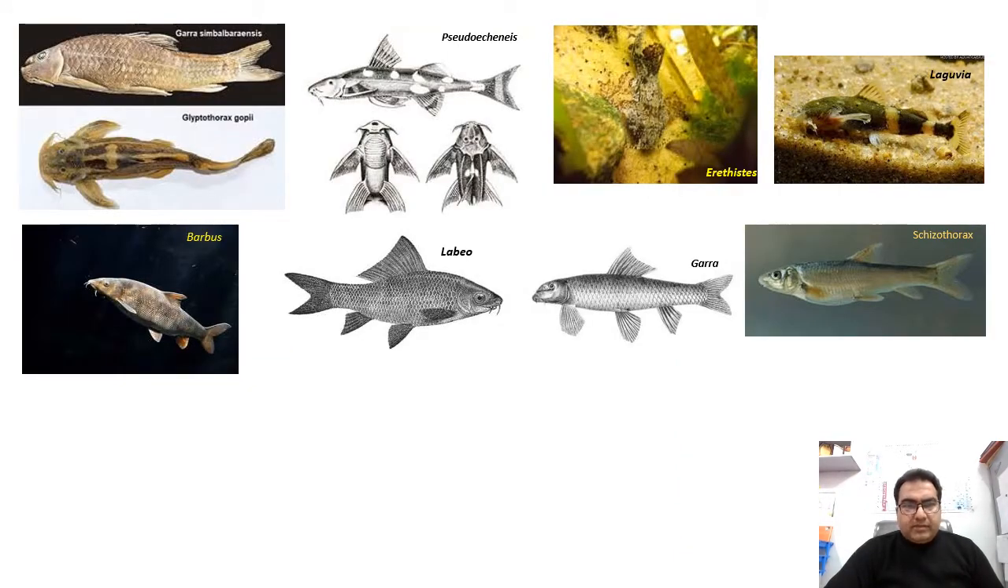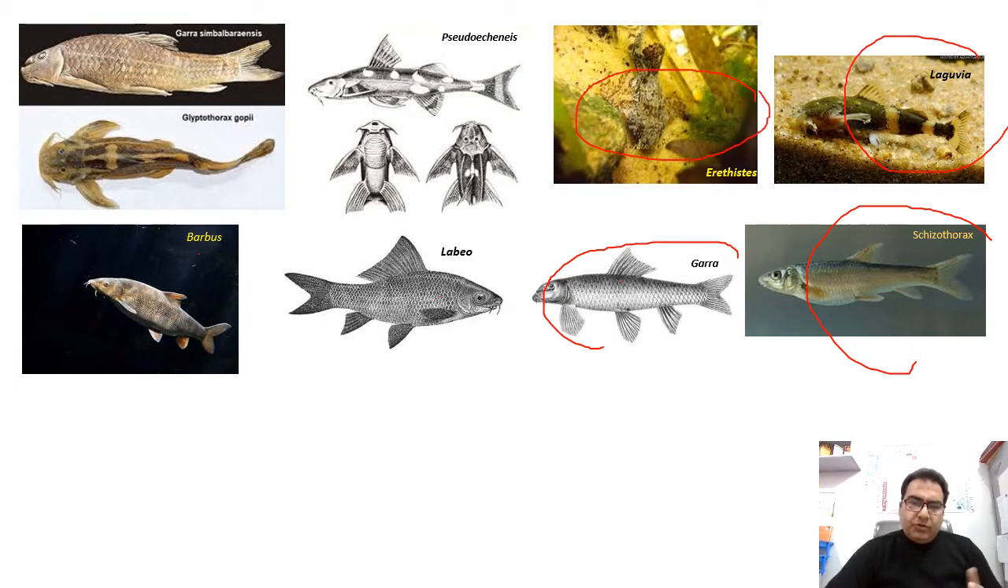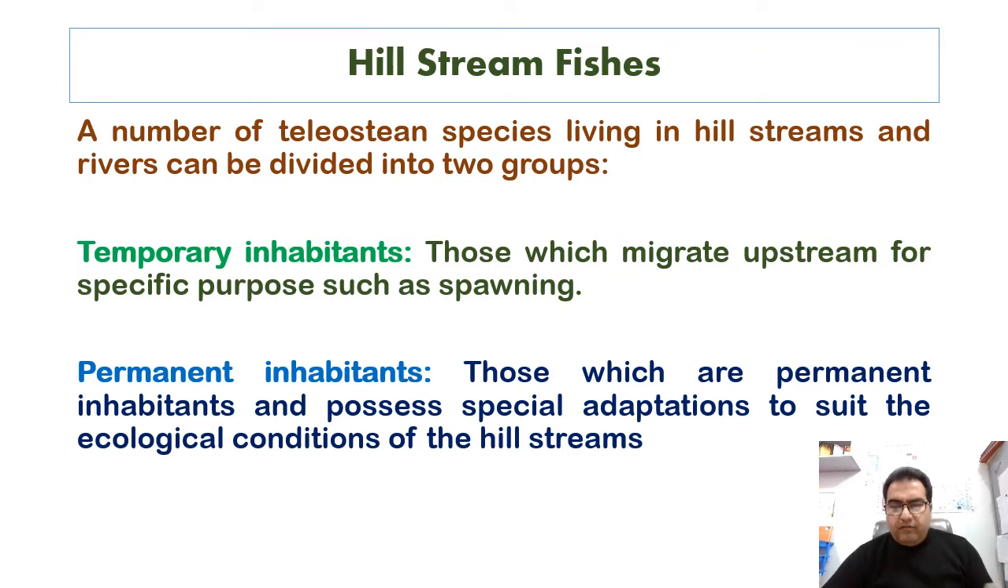These are photographs of certain fishes, some of the important hill stream fishes, such as Garra, Glyptothorax, Barbus, Pseudoechineis, Labeo, Schizothorax, then Laguvia, and Aristichthys. We shall be talking about their modifications later on. First of all, we shall know what hill stream fishes actually are. When we talk about hill stream fishes, they can be divided into two. The first we call the temporary inhabitants, whereas the other we call the permanent inhabitants.